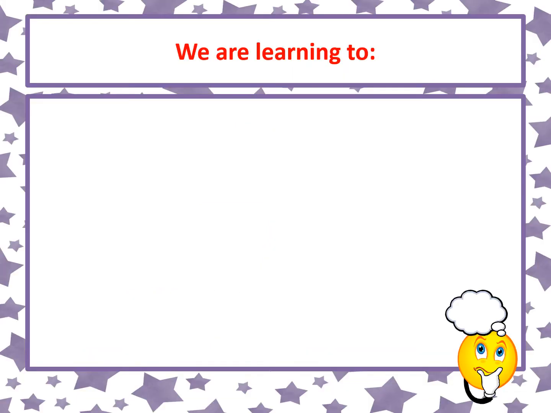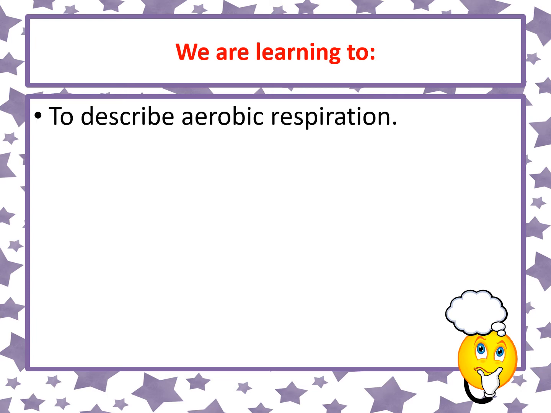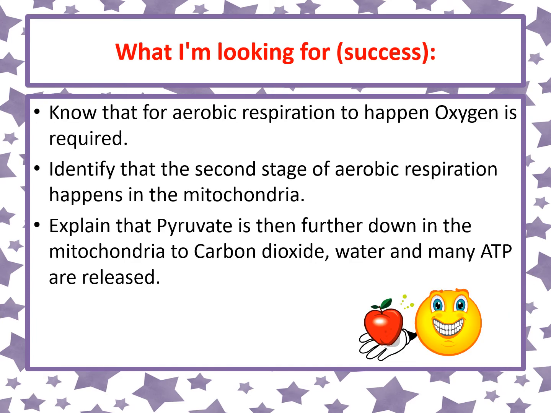So your learning intention for this part is to be able to describe aerobic respiration. And to be successful, you need to know that aerobic respiration has to have oxygen to happen. You need to be able to identify that the second stage of aerobic respiration happens in the mitochondria, and you need to explain that pyruvate is further broken down in the mitochondria to carbon dioxide, water, and many ATP.